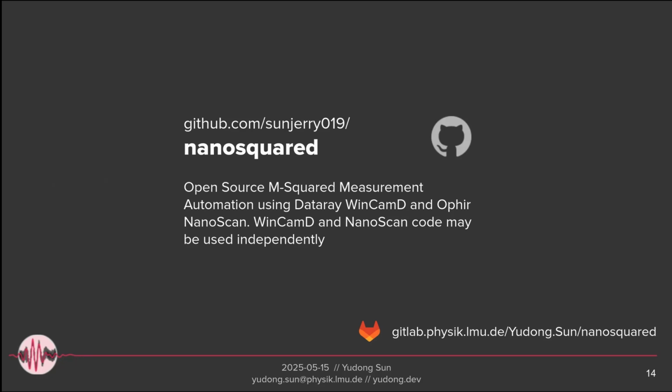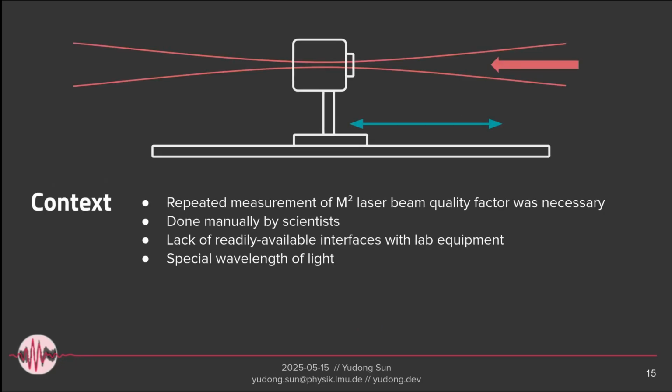And let's take a look at that. So the context of this project is that we were, at that point in time, ramping up our production of a couple of new experimental lasers. And so that means that we had to do repeated measurements of these lasers' beam quality factor. And so far, that's been done manually by scientists, so master students, PhDs, or even postdocs.